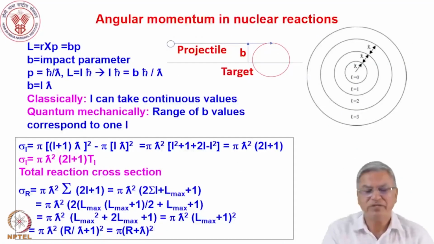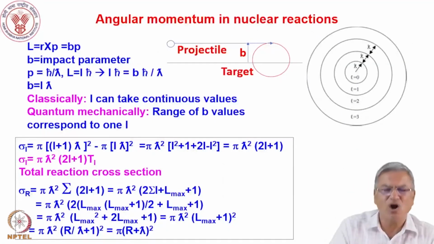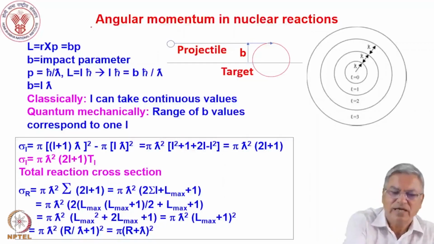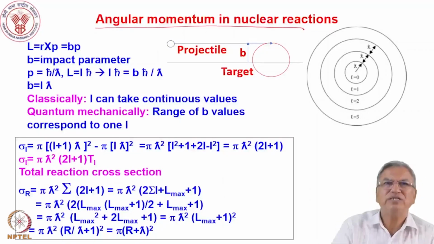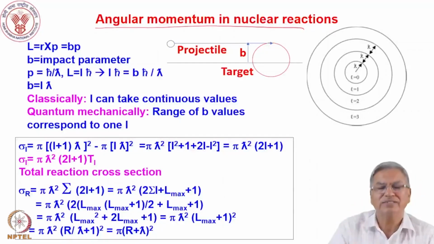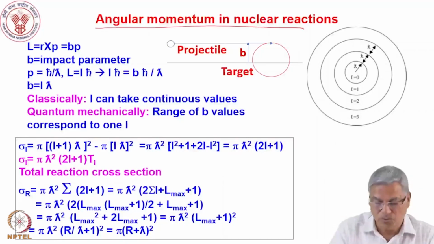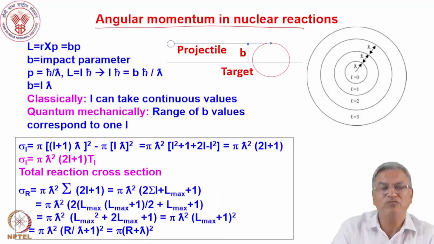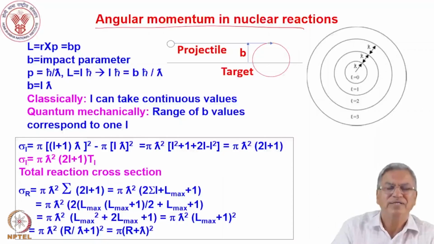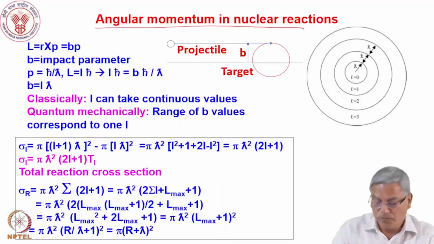Now, as I mentioned, the cross-sectional area offered by the target nucleus to the projectile is a very simplistic way of defining the cross-section. Essentially, when the projectile hits the target, depending upon the distance from the center of the target nucleus, different angular momenta are involved. So when you define nuclear reactions, we have particles carrying a certain amount of angular momentum.